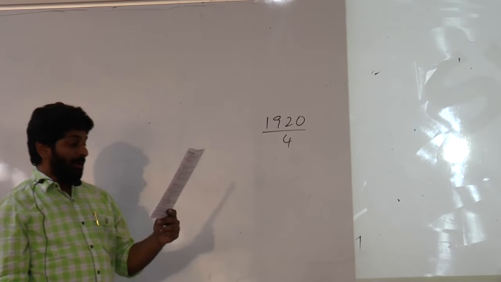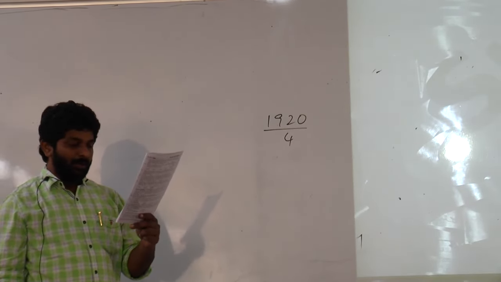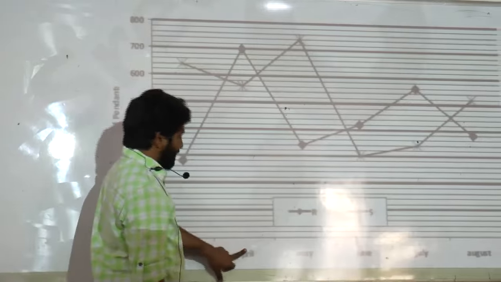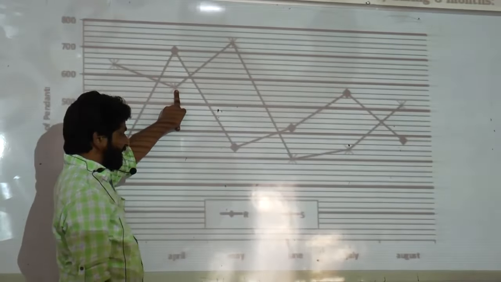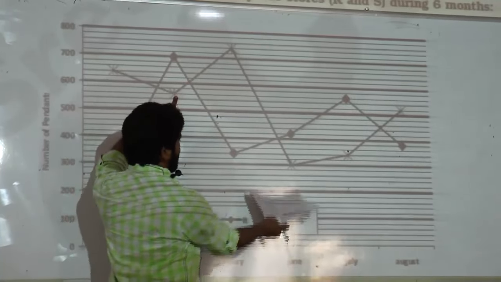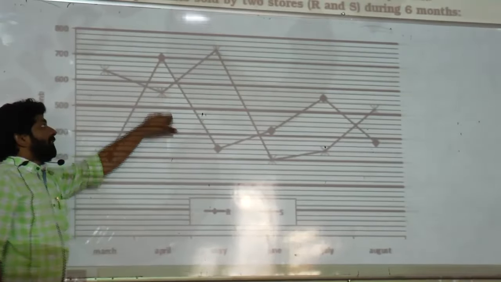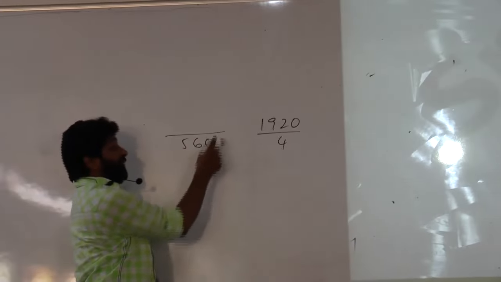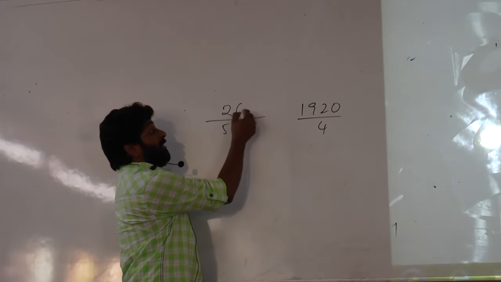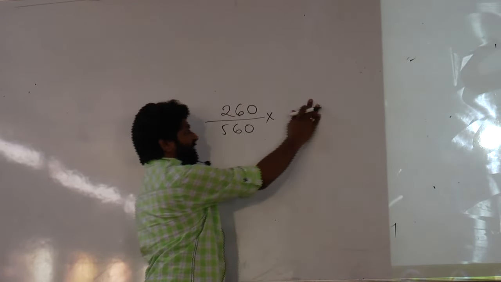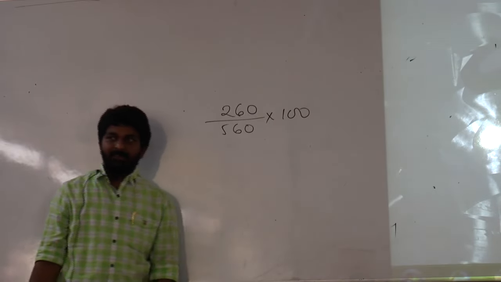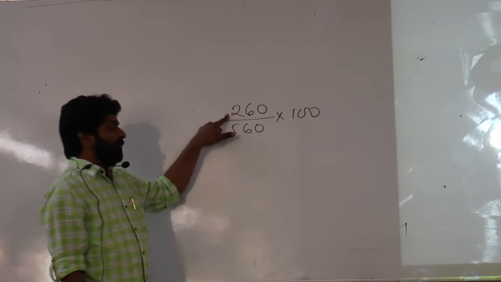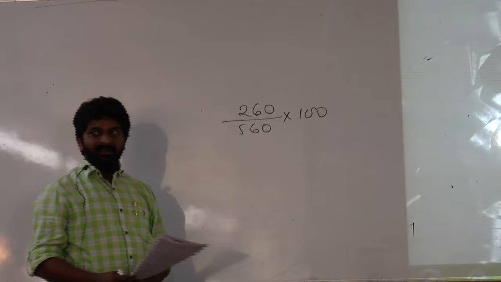Next, the number of pendants sold by store S decreases by what percent from April to June? April to June, yes. In April it is 560 and in June it is 300. 560 decreases to 300, a decrease of 260. As you are asked about percentage, it is 260 by 560 into 100. 50% of the denominator is 280, but we have 260. The answer is less than 50%.